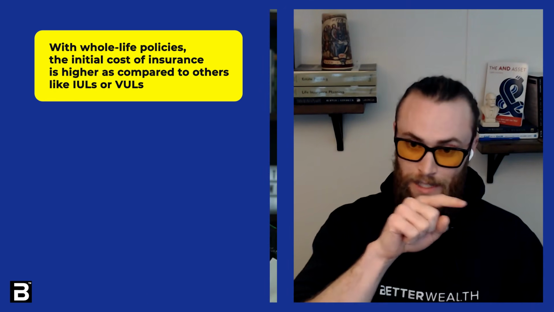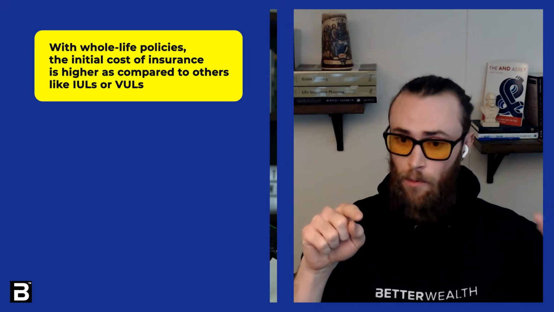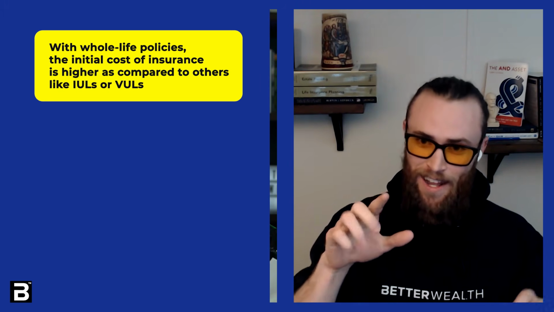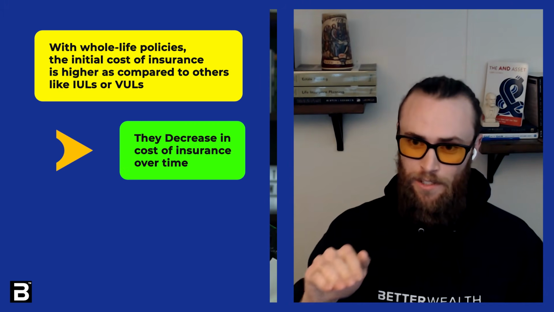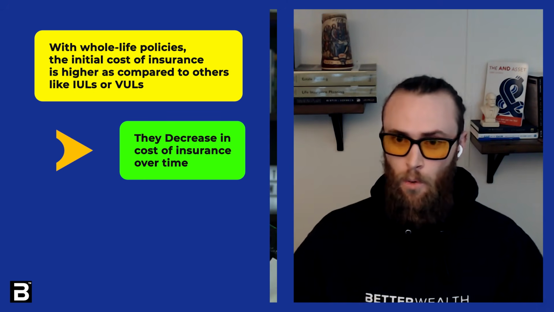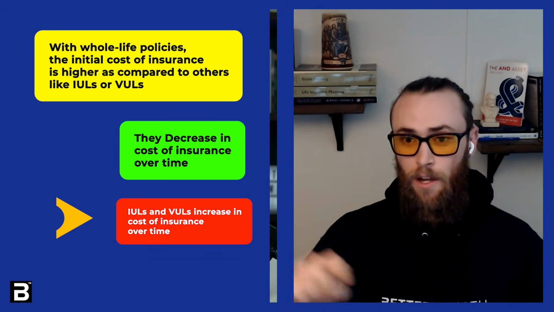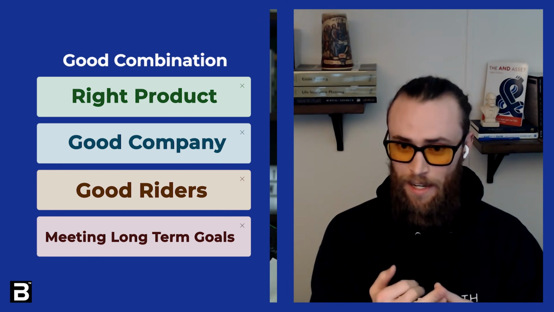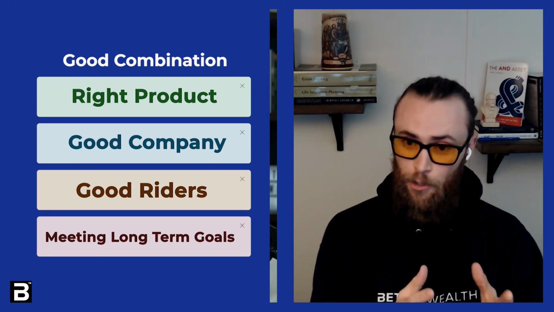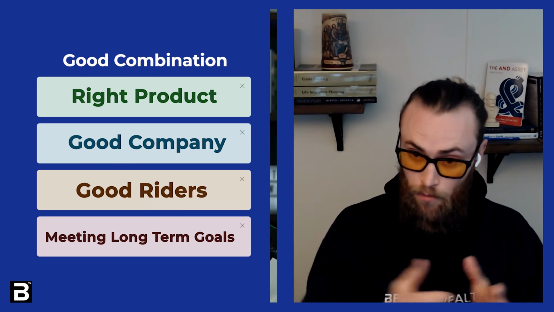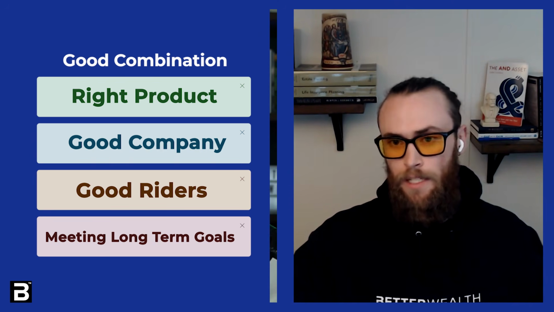And what we can look at a little bit later is that with whole life policies, the initial cost of insurance is higher than some of the competitors like an IUL or a VUL. But in contrast, whole life insurance decreases in cost for insurance over time, whereas the converse of that, IUL and VUL, go up over time. And so if you have a solid combination of the right product with a company that has a good product today, given good riders, and those riders are achieving the goal of good long-term performance, even if the dividend changes up or down, the product is still getting more efficient every single day because of how it's built.